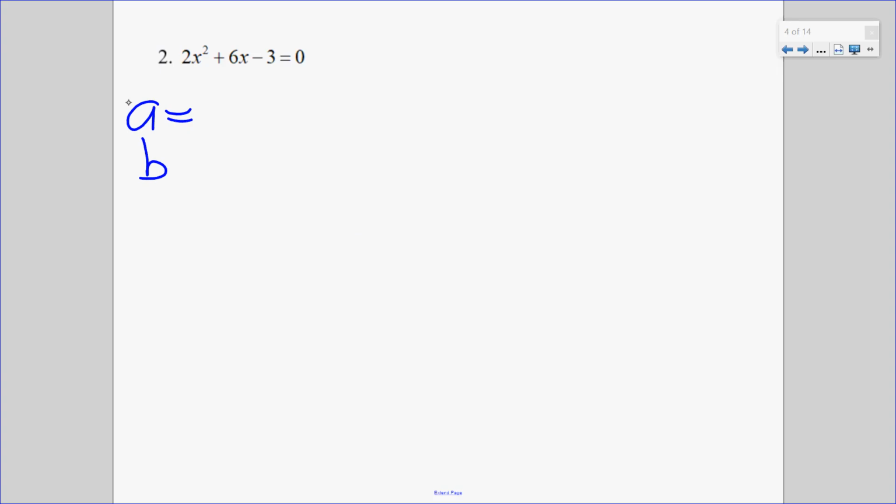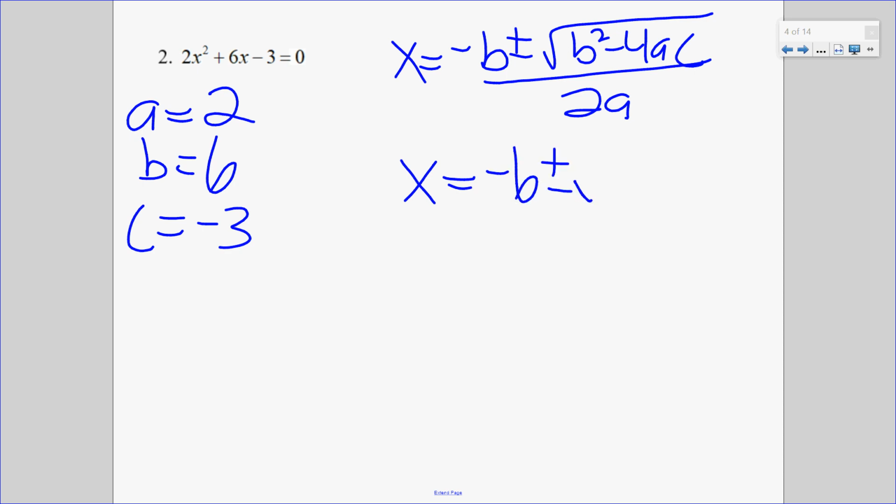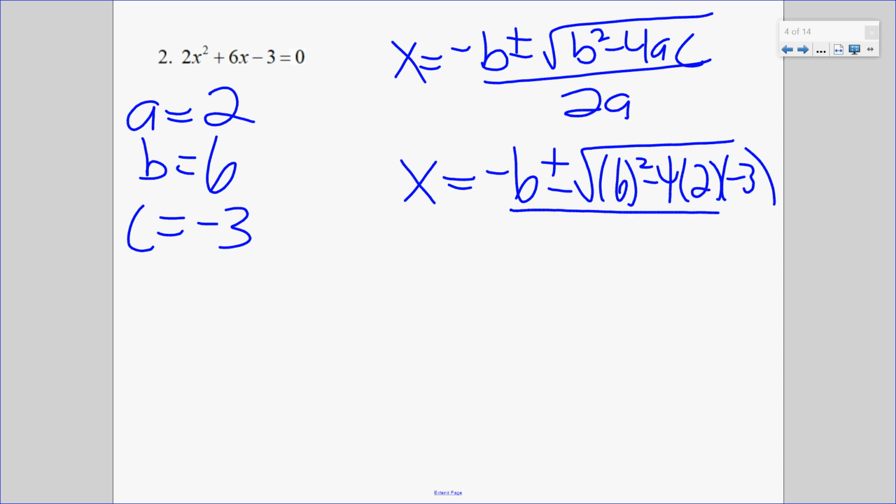x equals negative b plus or minus the square root of b squared minus 4ac all over 2a. List your a, b, and c values. a is 2, b is 6, c is negative 3. So it's x equals negative 6 plus or minus the square root of 6 squared minus 4 times 2 times negative 3 all over 2 times 2.